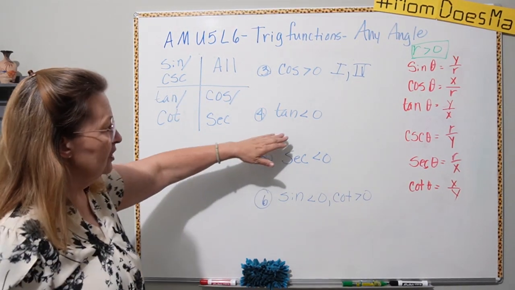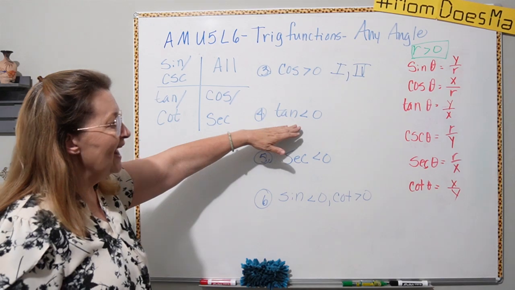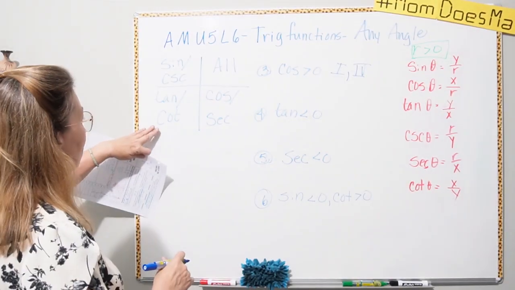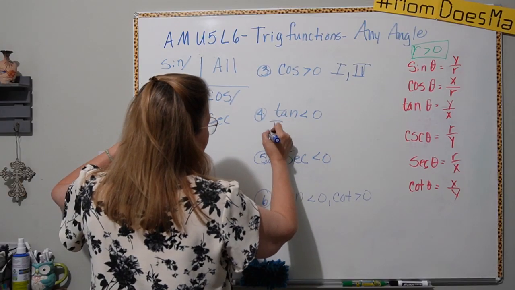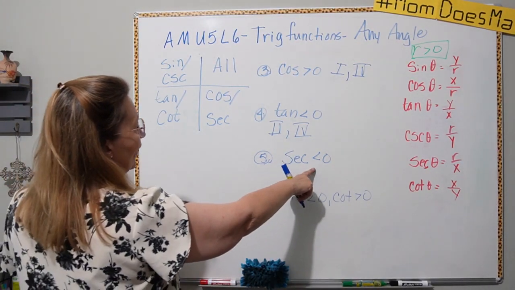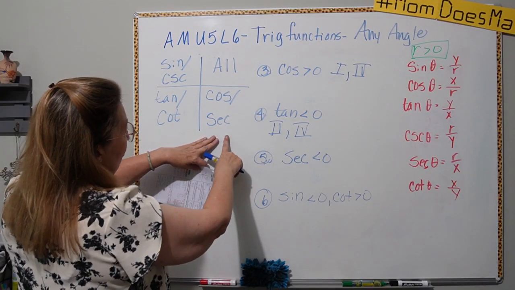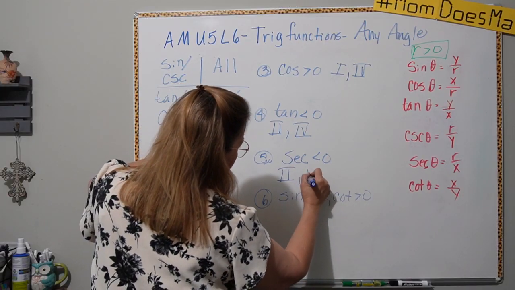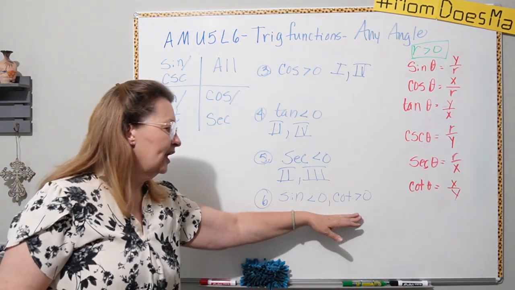All right, now let's look at tangent. Where is tangent negative? So you got to think. Where it's negative is where it's not positive. So cross off where it's positive. It's positive in quadrants 1 and 3, so it must be negative in quadrants 2 and 4. Okay? All right, now where is secant negative? Well, let's find where it's positive. It's positive in quadrant 1 and it's positive in quadrant 4, so 2 and 3 are where it's negative.